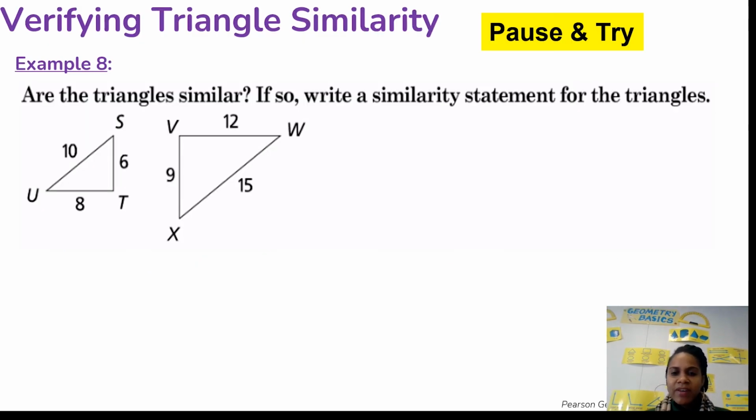All right, so I have another problem for you to try here. Example 8, it asks, are the triangles similar? If so, write a similarity statement for the triangles. And remember, with the similarity statements, the corresponding sides have to be in the same position. And if you need some help with similarity statements, please refer back to the video I have on similar polygons. So go ahead and pause the video and try this one on your own.